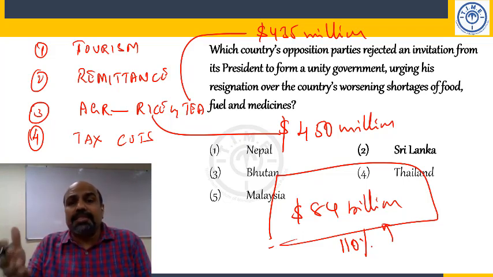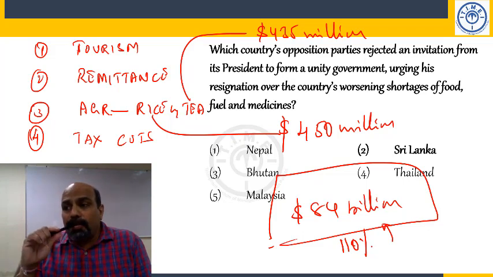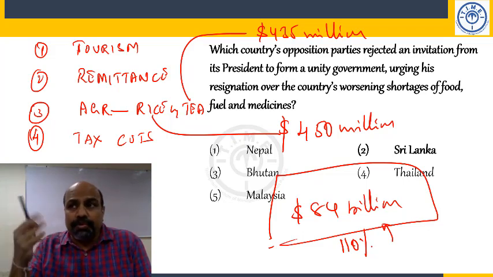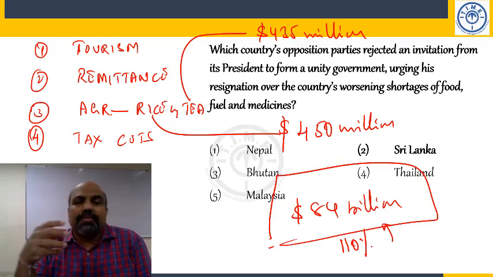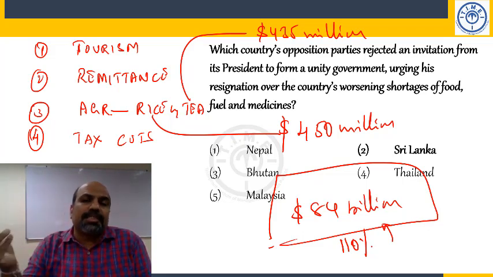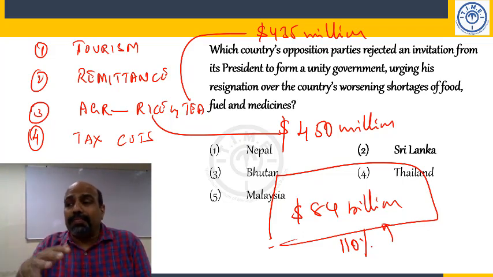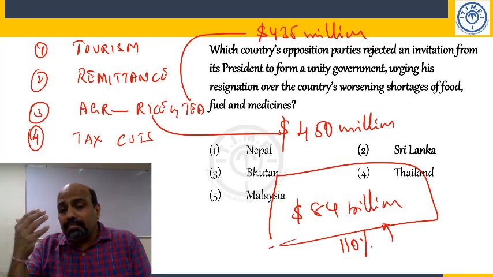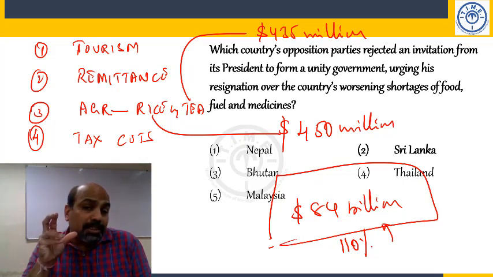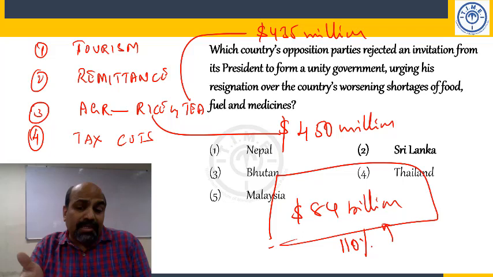The external debt of Sri Lanka is 110% of its GDP. Okay. India's case, it's about 20%. 20% of our GDP is what we owe to the world. Our external debt is $615 billion. That is different from Sri Lanka's foreign debt. Why? Because Sri Lanka's GDP is very small. Their debt is about $95 billion.